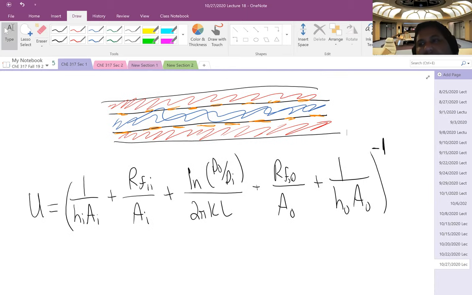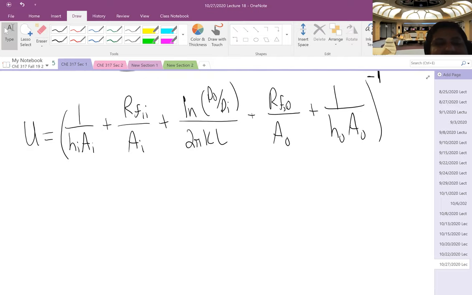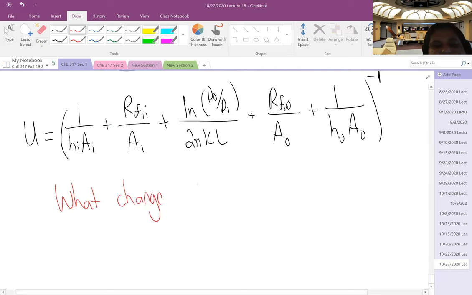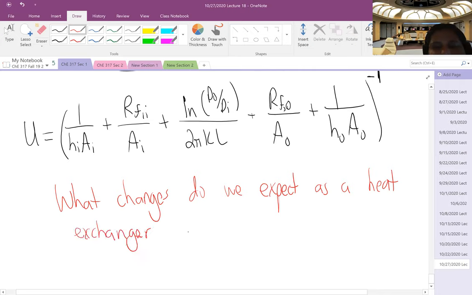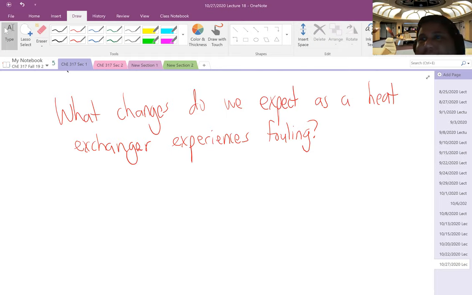But if you're looking at an actual plant with a heat exchanger that's been in operation for quite a while, you know, 6 months or more, that's when you're going to have to consider how that heat exchanger is going to change over time with wear and tear. And so another thing that we can consider is what changes we expect as a heat exchanger experiences fouling. And by changes, I mean changes in operation. This will be important for those of you in Design 2 next semester, but it's always good to think about these things ahead of time.